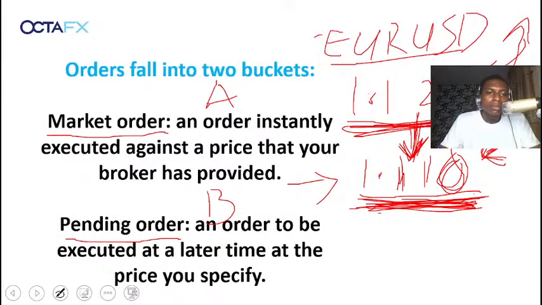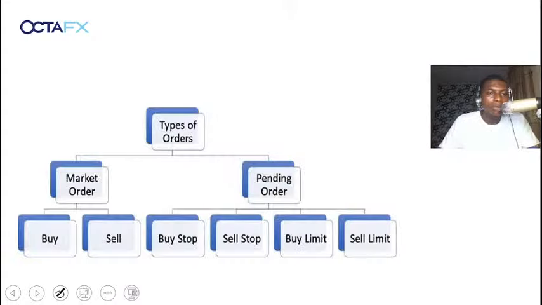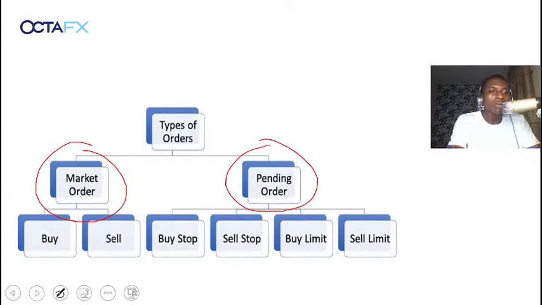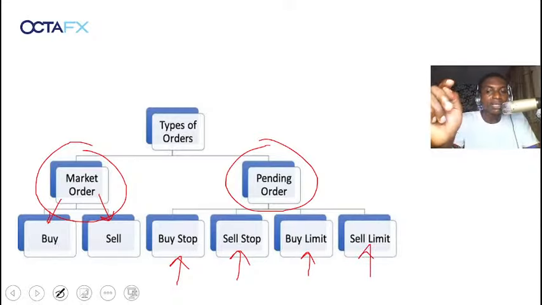Now there are different types of pending order which we are going to have a quick look into, right? Now these are types of order. We have the market order and the pending order. I've explained it, right? With the market order, you can buy and sell immediately at the immediate market price. But for a pending order, you can either set a buy stop, a sell stop, a buy limit, or a sell limit.